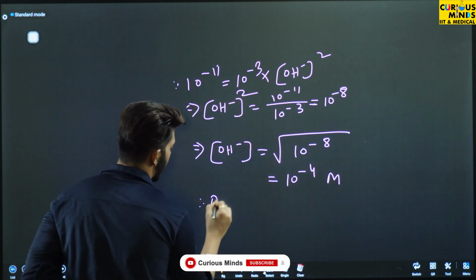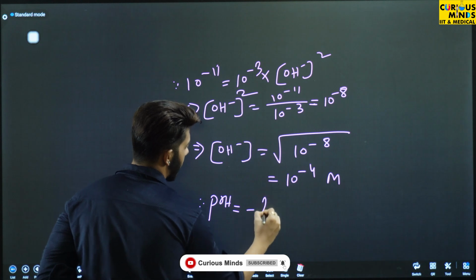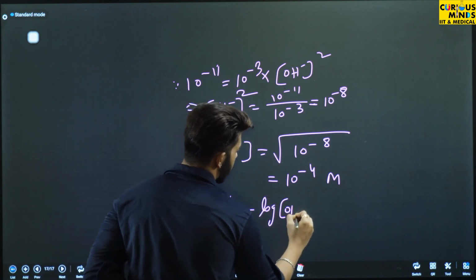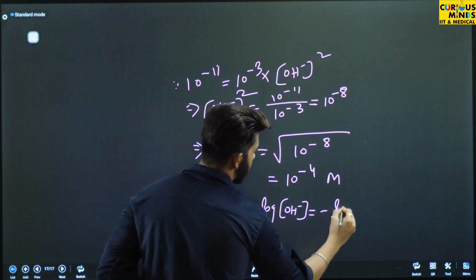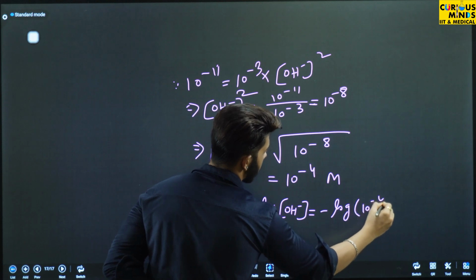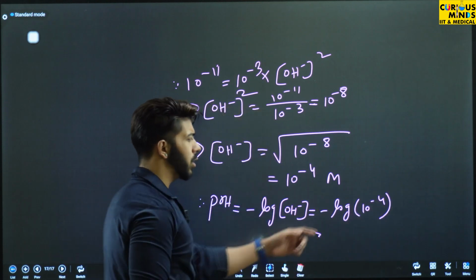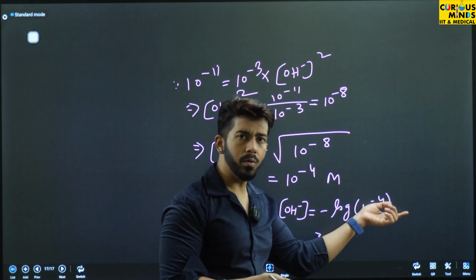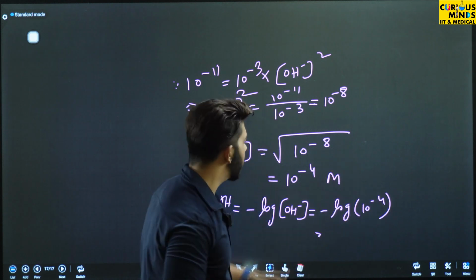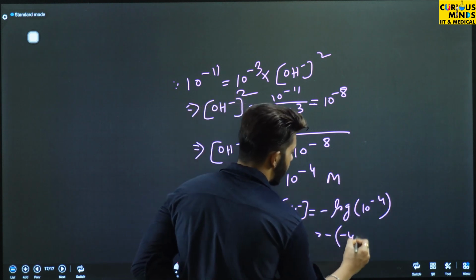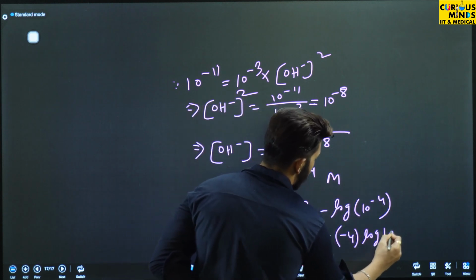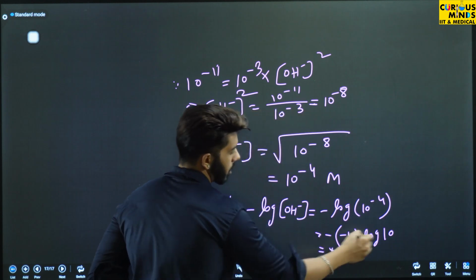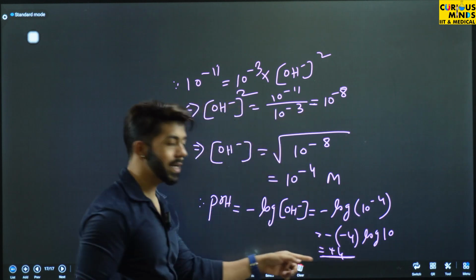So what will be pOH? pOH is nothing but minus log of OH minus. It will be minus log 10 to the power minus 4. And we know 10 to the power something, and that power will come in front, right? And it will be minus of minus 4 log 10, and minus of minus 4 is plus 4, and log 10 is always 1. So we got pOH as 4.